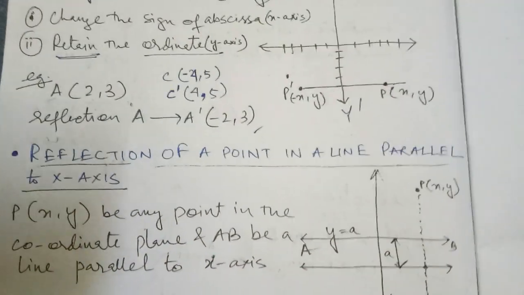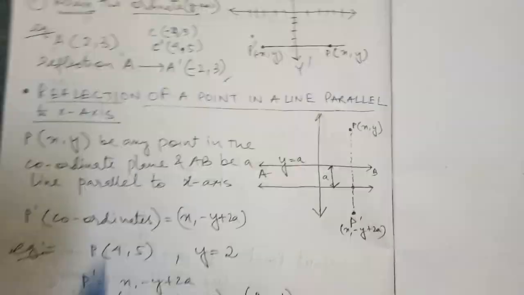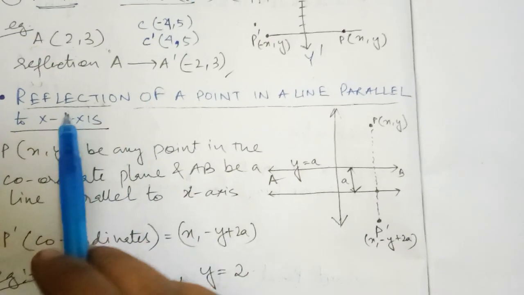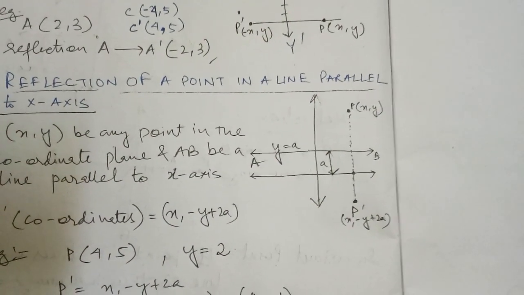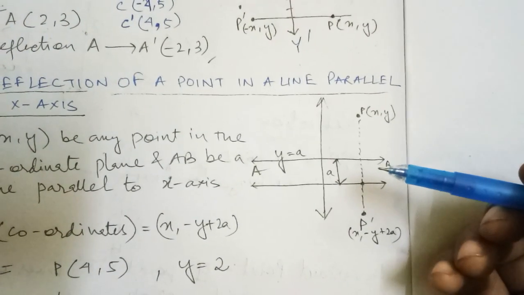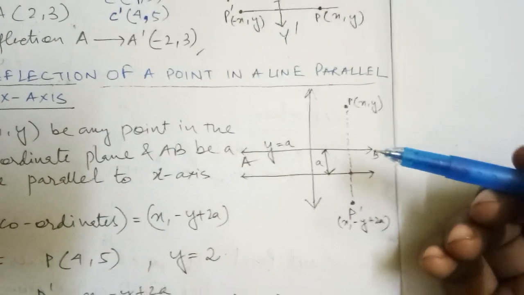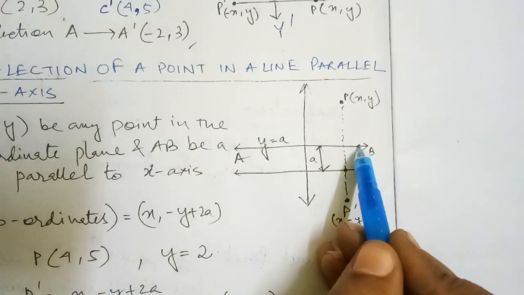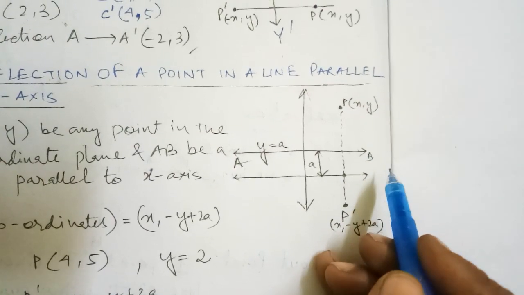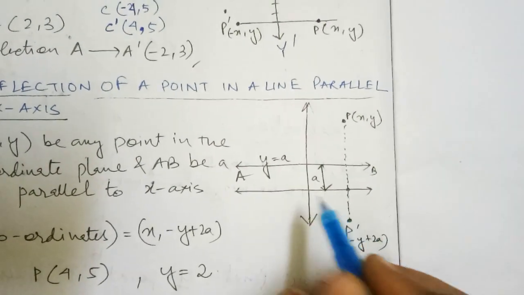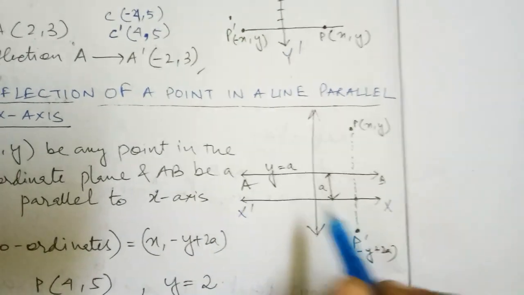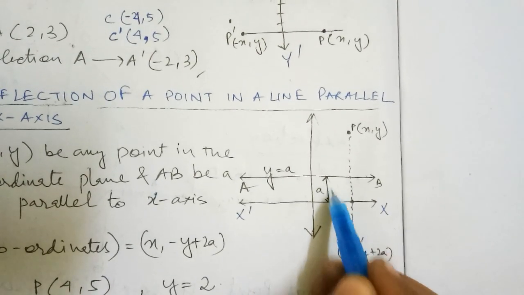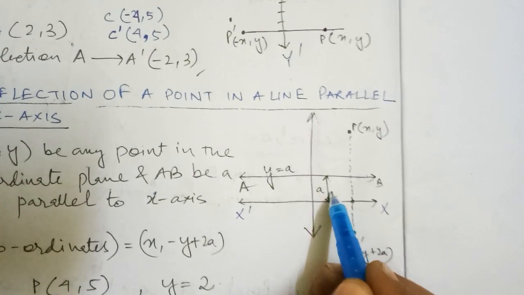Now we come across one more thing: the reflection of a point in a line parallel to the x-axis. Now we have to see that the point given is reflected in a line parallel to the x-axis. Now see here, P and P dash. This is the line AB, and here the axes are given: x and x dash. This line is parallel to the x-axis. That means the value of a can be 2, 3, 4, 5, any value.